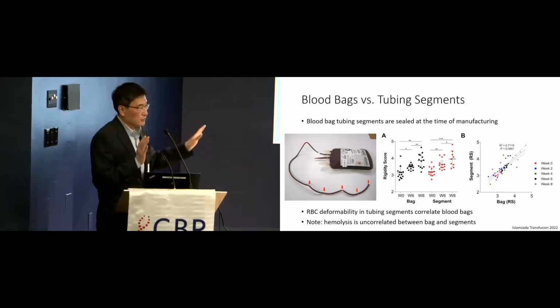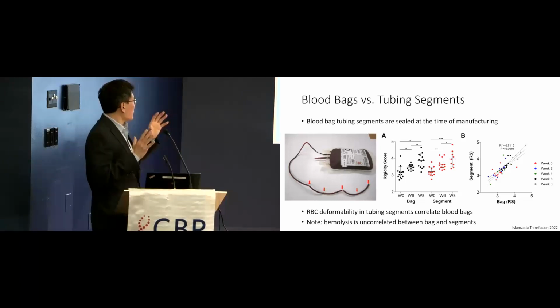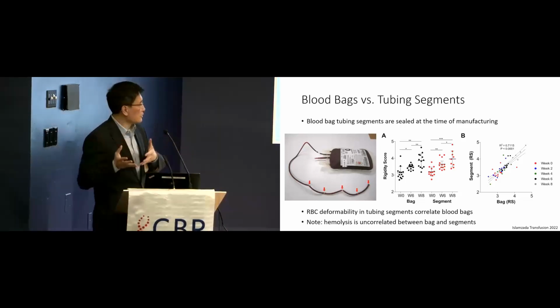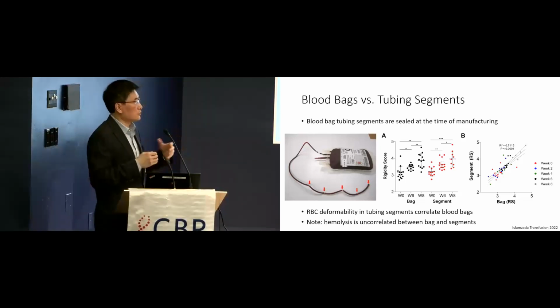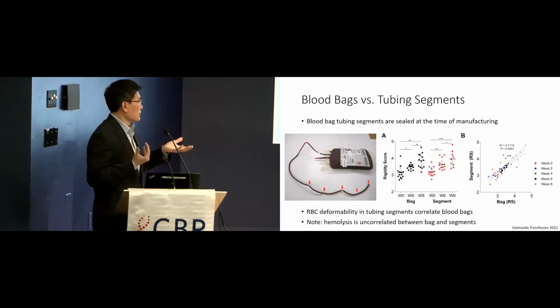It's typically at least 2 weeks from the date of collection to the date of actual use, okay? So we tested the deformability of red cells that you get in the tubing versus the deformability of the red cells you get in the bag. And it's a very good correlation. Generally, it's a very good correlation. So essentially, you can get data on the tubing, and that gives you the same information as in the bag.